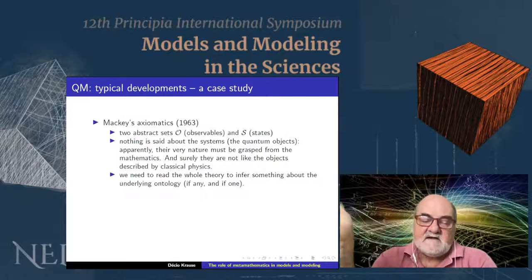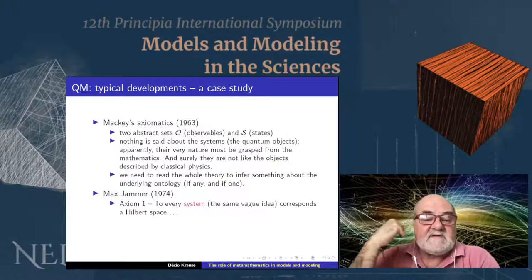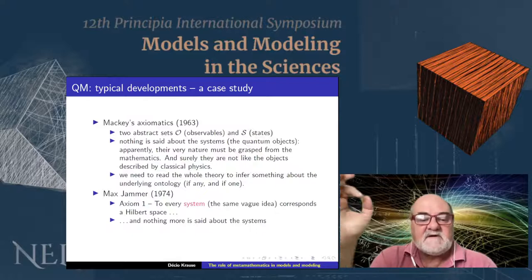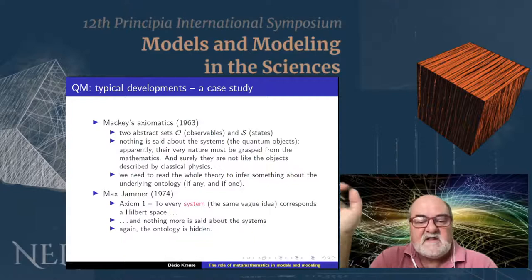Another very nice book about that is Max Jammer's well-known book, The Philosophy of Quantum Mechanics. In the first axiom, Jammer says that to every system, a very vague idea, corresponds a Hilbert space. And after that, nothing more is said about the systems. Again, the ontology is hidden. Okay, this is quantum mechanics.